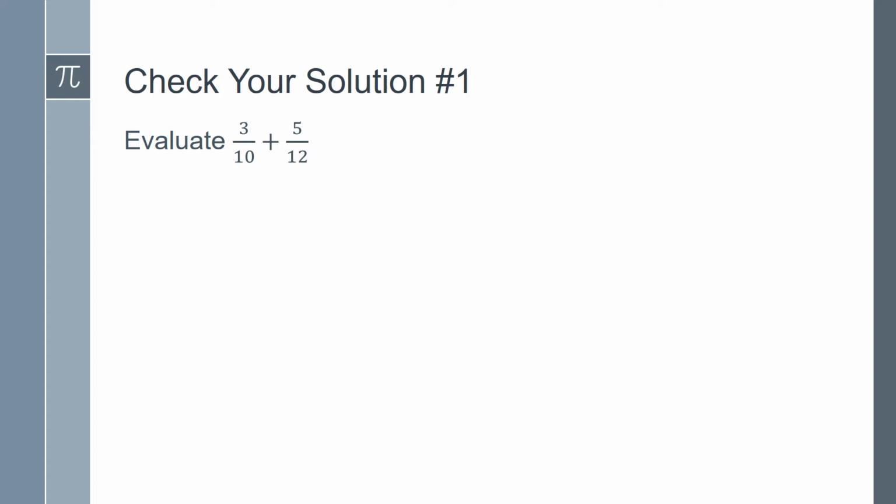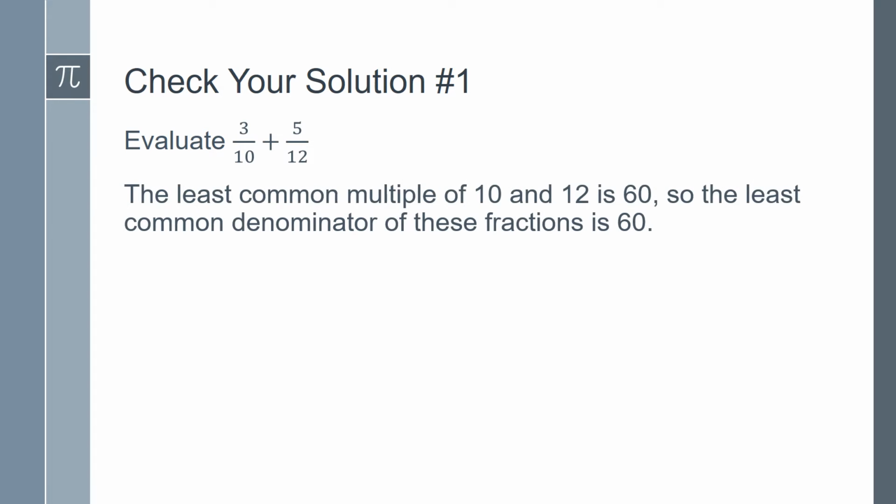The first step to solving this problem is to find the least common denominator. The least common multiple of 10 and 12 is 60, so the least common denominator of these fractions is 60. So we'll change 3/10 plus 5/12 into 60ths. We'll do this by multiplying 3/10 by 6 over 6, and multiplying 5/12 by 5 over 5.